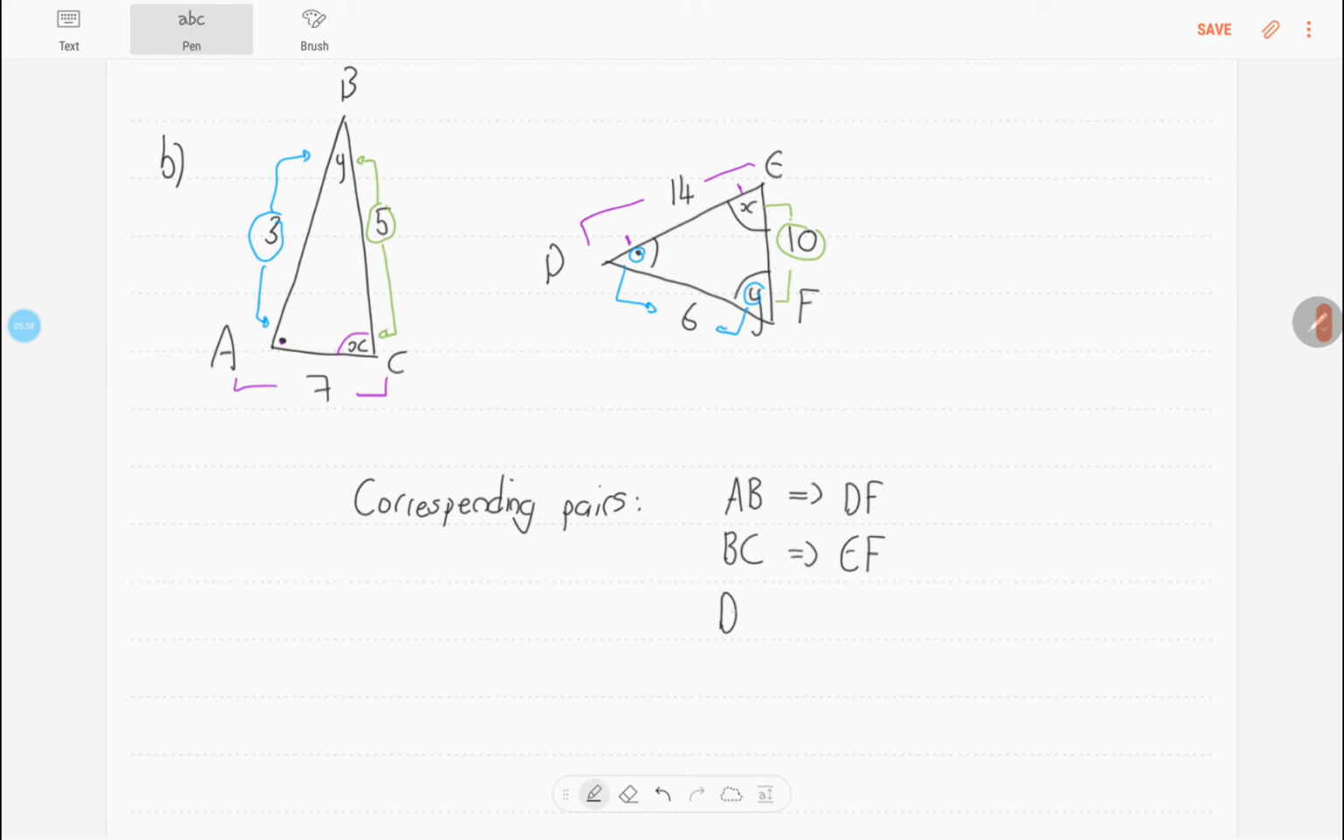So what we have is, sorry, let me just keep the order the same. AC should be proportional to DE. Okay, so these guys should be in proportion. Okay, so these are corresponding pairs.